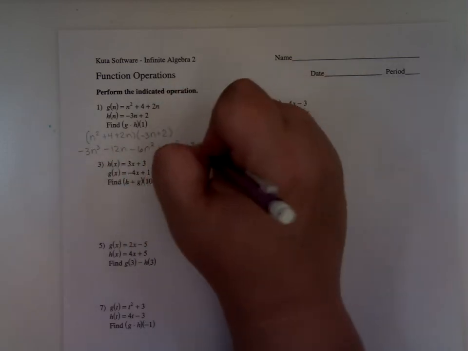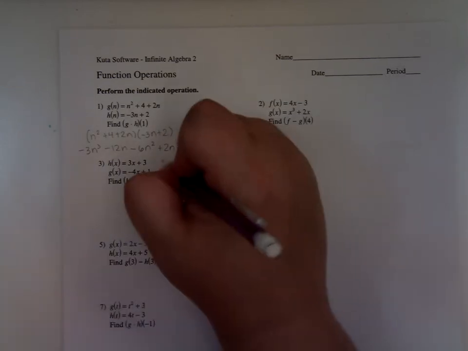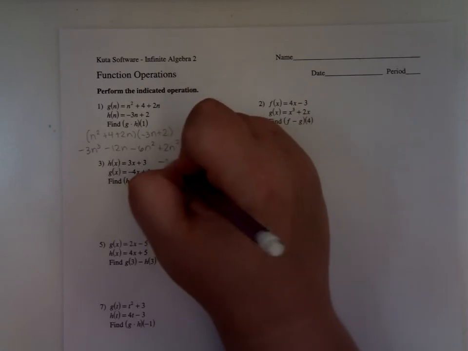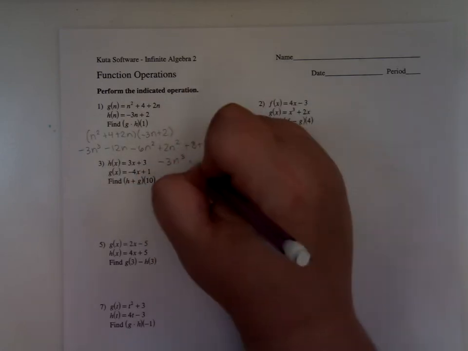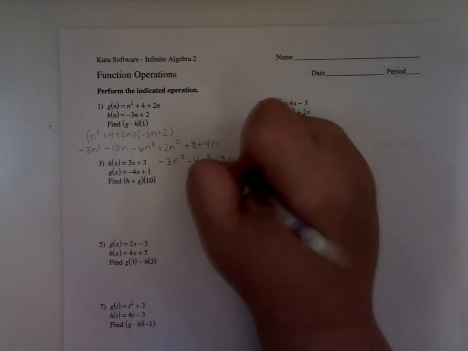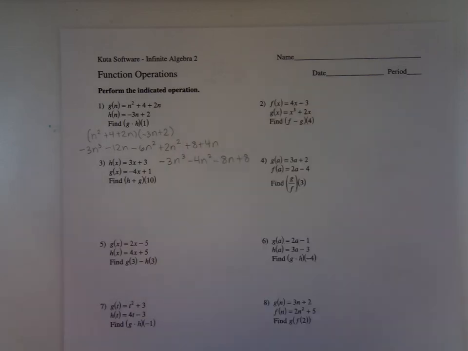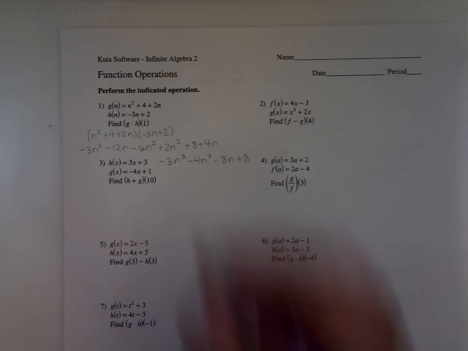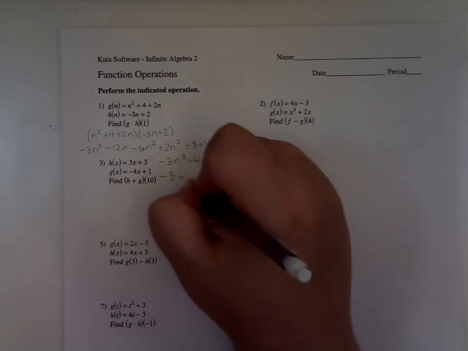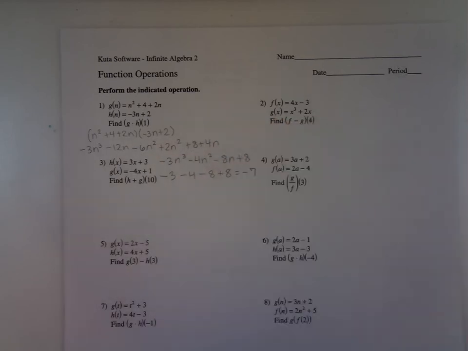So simplifying that a little bit, we've got negative 3n to the third minus 4n squared minus 8n plus 8. And now if we want to evaluate that at n equals 1, we're going to get negative 3 minus 4 minus 8 plus 8, which is going to give us negative 7. So first we need to multiply the functions, and then we substitute in our value.